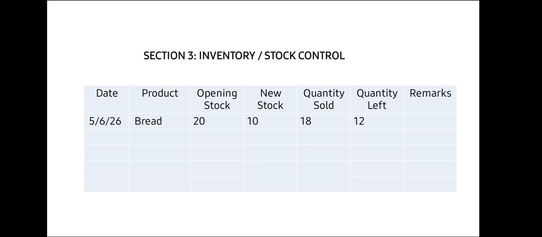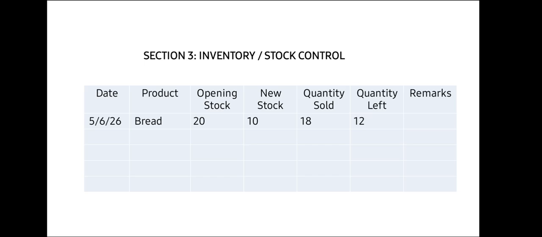Section 3, it has to do with inventory and stock control. This helps you to know what you have in stock, what you have sold out, and what is remaining. This is how to use it. Your opening stock, that is what you had at the start of the day. New stock, what you bought. Quantity sold, what went out. Quantity left, what remains.